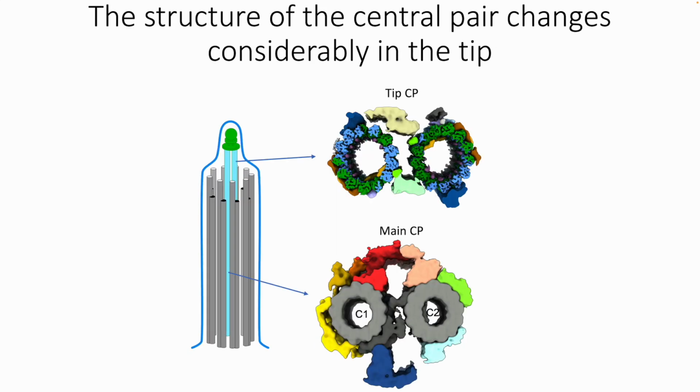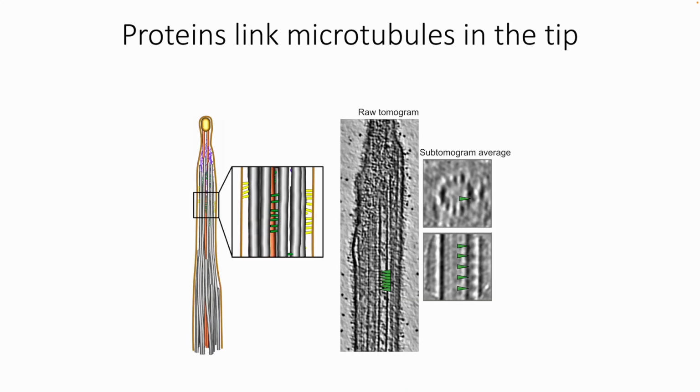We first looked at the structure of the central pair and showed that it is very different in the tip. The known projections that are found on the central pair and the rest of the cilium are absent in the tip. We found yet unknown proteins that link microtubules in the ciliary tip. They're indicated by the green arrows here.